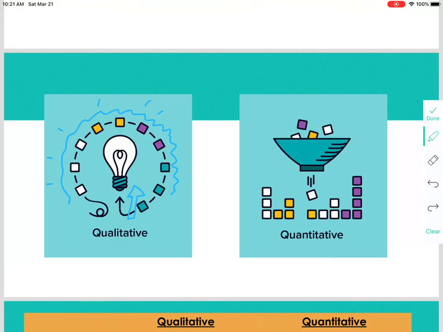Versus quantitative. Quantitative means that you have a theory already in mind. So in quantitative, I already have my theory.